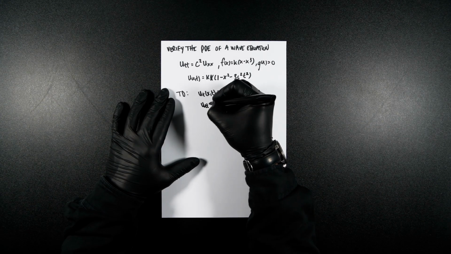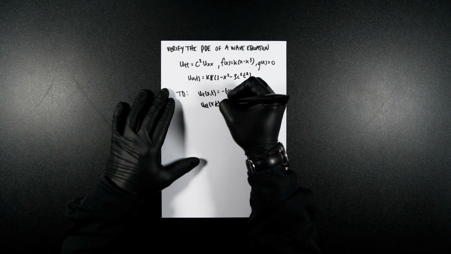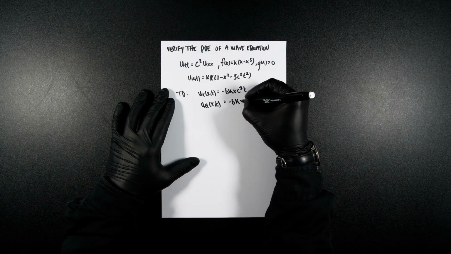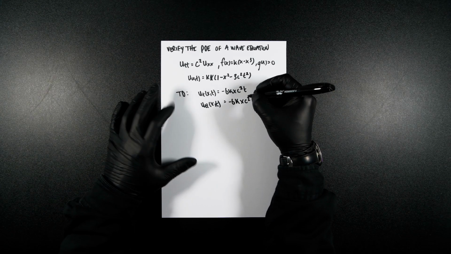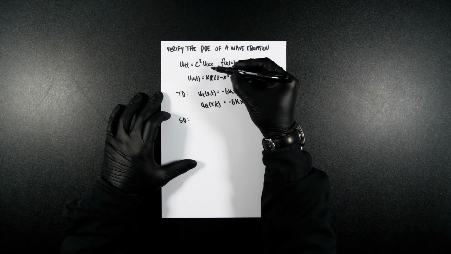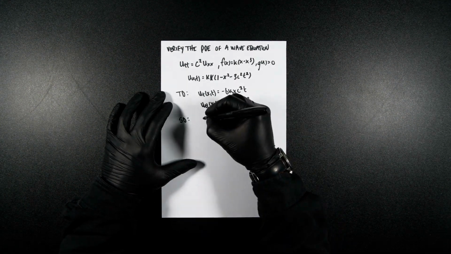And then we're going to differentiate it again. So that's going to be minus 6kxc squared. Now let's do the spatial derivative. So this is the x terms.